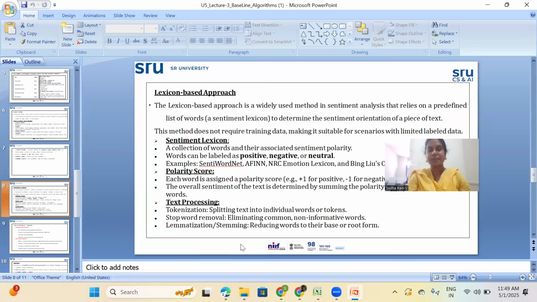Next, lemmatization and stemming. Both lemmatization and stemming are used to reduce words to their base or root form. For example, coming: the actual word is coming, but the root or base word is come. So coming, came, come, and running, run, all have one base or root word. Bringing words to their base words is called the lemmatization or stemming process.